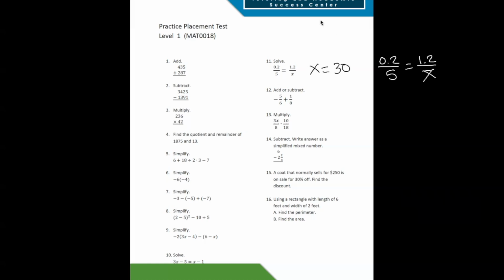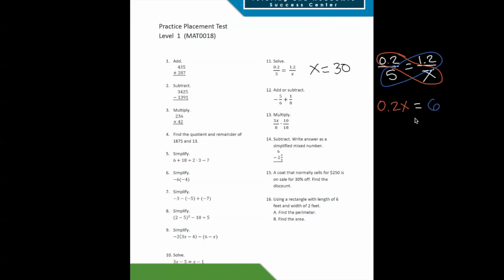To solve this, I'm going to use my cross multiplying. Some people know this as the butterfly. So I'm going to multiply my top left with my bottom right. And then I'm going to multiply my bottom left with my top right. What this will look like is when I do 0.2 times x, I simply get 0.2x. When I go to multiply 5 and 1.2, 5 times 1.2 would be 6.